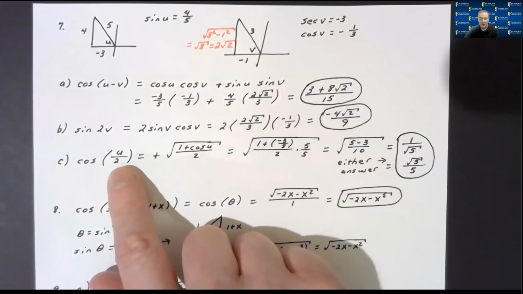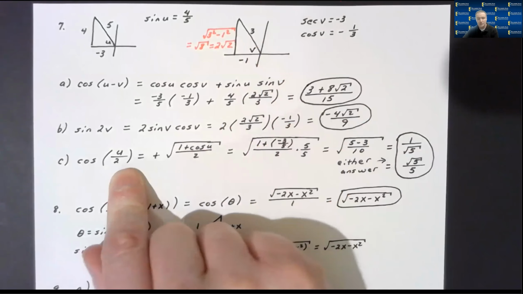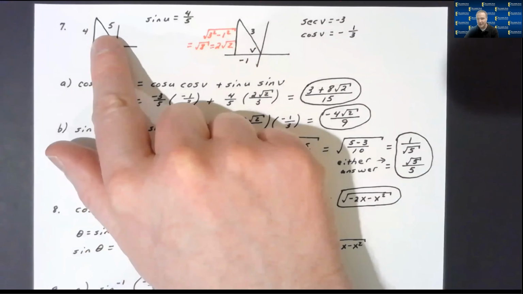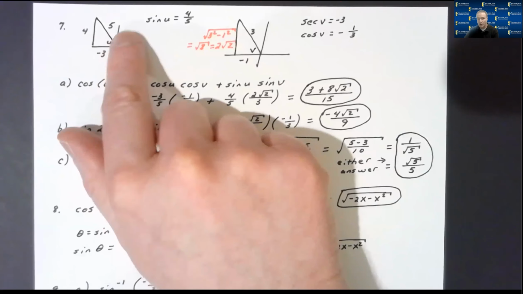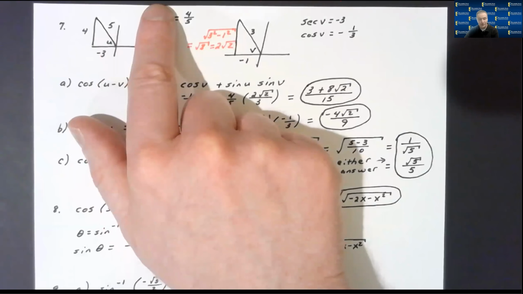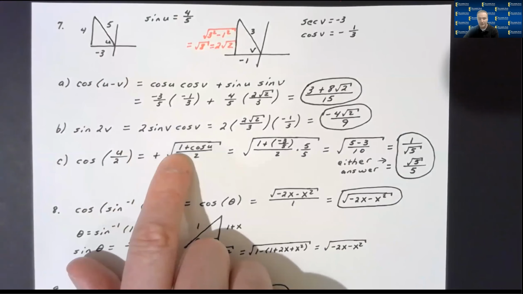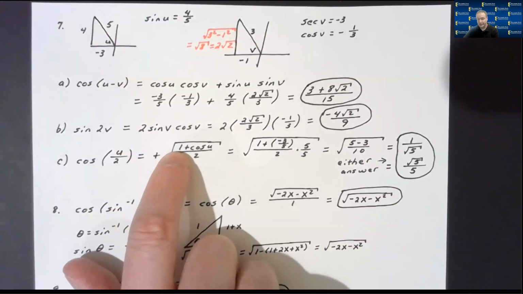Final answer. For my last one, I asked you to do the cosine of u over 2. So I knew automatically if u is an angle in quadrant 2 and I took half of that, then u over 2 is going to be an angle in quadrant 1. So I need to understand from the very beginning of this problem that my answer is going to be positive, because it has to be in quadrant 1. Half of any angle in quadrant 2 is going to be an angle in quadrant 1. The cosine's positive there.